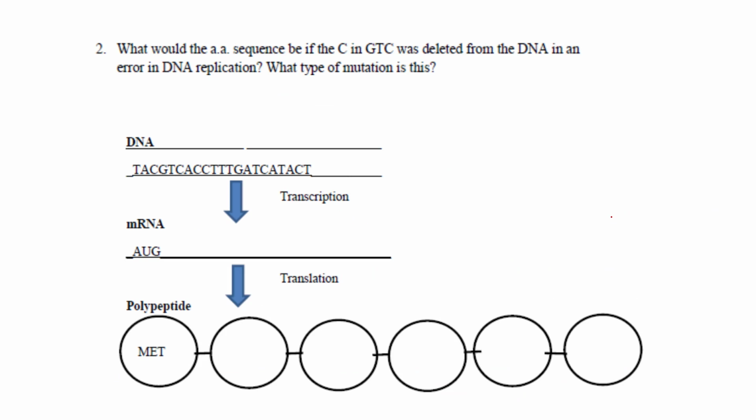Okay, moving on. What would the amino acid sequence be if the C in GTC was deleted from the DNA in an error in replication? So I copied that first example again here so I could easily work with it, but you can draw it out however you wish by hand. If the C in GTC was deleted, so there it went, it's gone. So let's draw out our codons again.